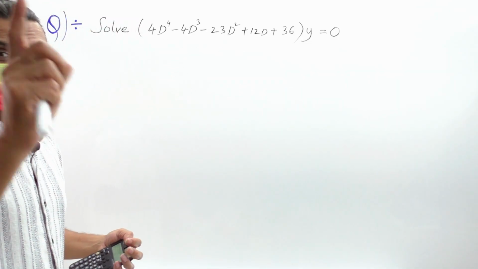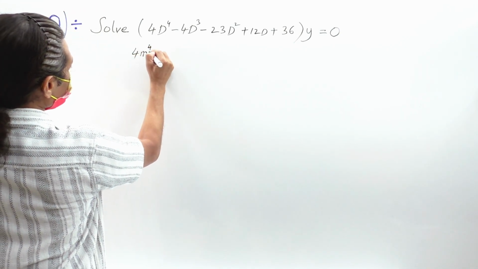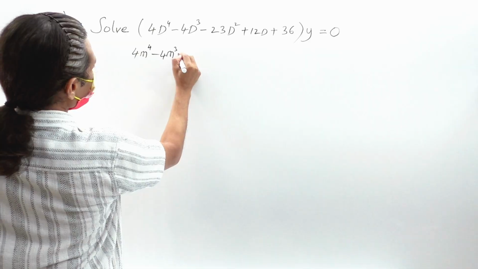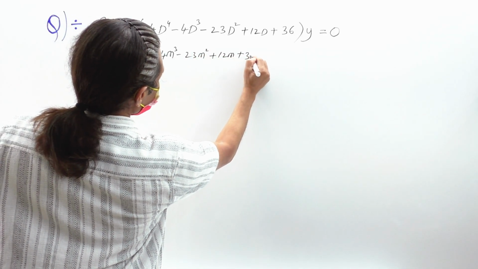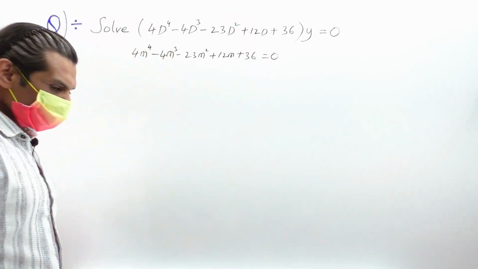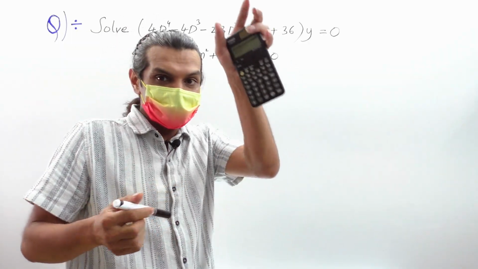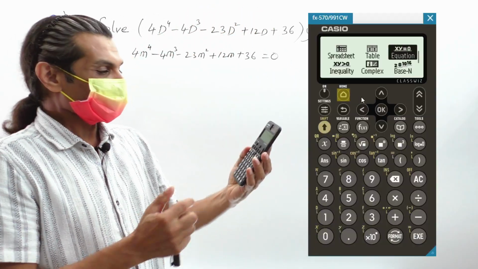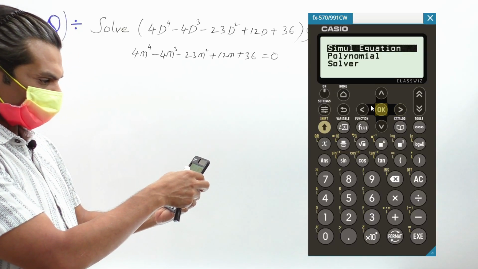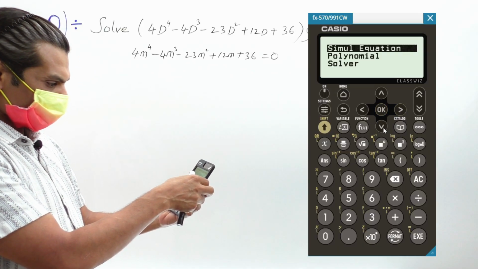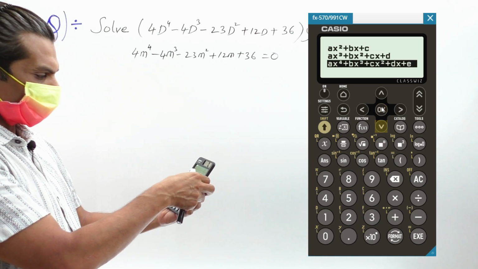First step is what? To write the auxiliary equation, write d as m. So we write 4m raised to 4 minus 4m cube minus 23m square plus 12m plus 36 equals to 0. So d raised to 4 means how much? 4 roots. So that means you can easily use this to solve. Okay, again we go to home, then we go to equation xy is equal to 0. Since we're solving a polynomial of 4 degree, so polynomial, then a raised to 4, the third one.